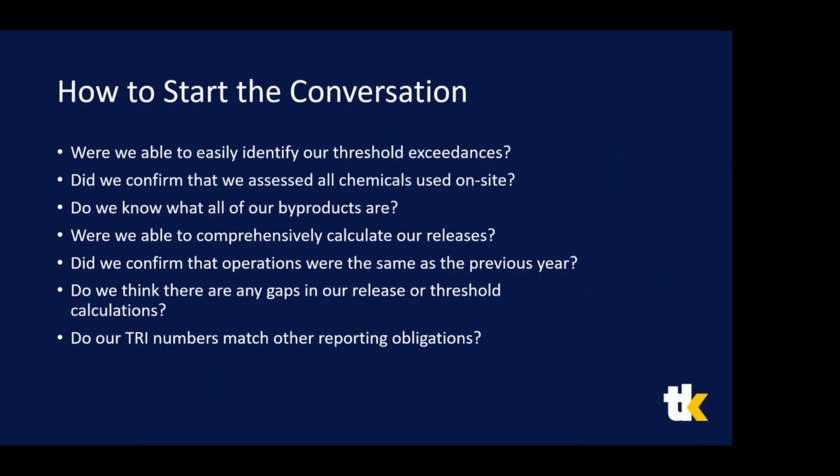So were we able to easily identify our threshold exceedances? Did we confirm that we assessed all chemicals used on site? Do we know what all of our byproducts are? Were we able to comprehensively calculate our releases? Did we confirm that operations were the same as the previous year? Do we think there are any gaps in our release or threshold calculations? Do our TRI numbers match our other reporting obligations, such as our air emission inventory?